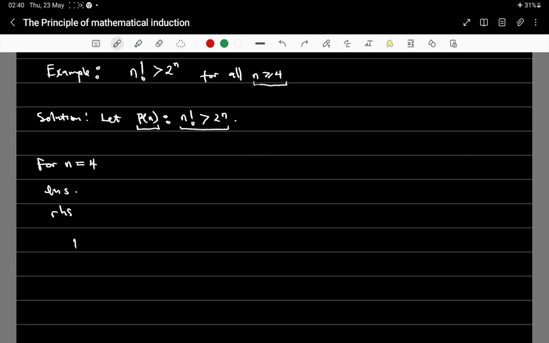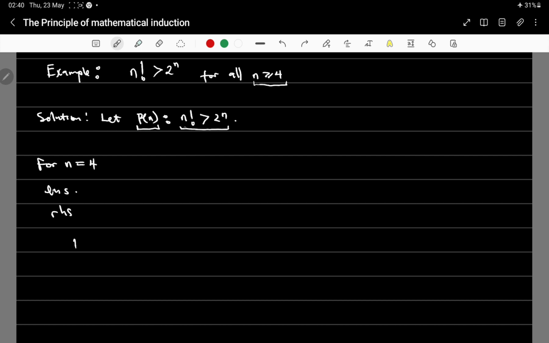Another video for mathematical induction. In this video, you're going to prove that n factorial is greater than 2 to the n for all n greater than or equal to 4. So the solution goes like this.